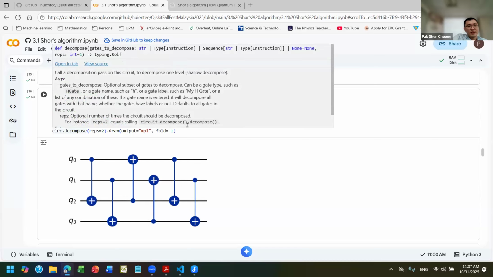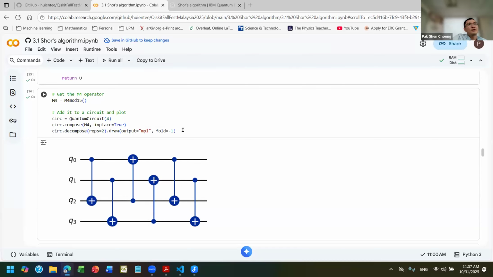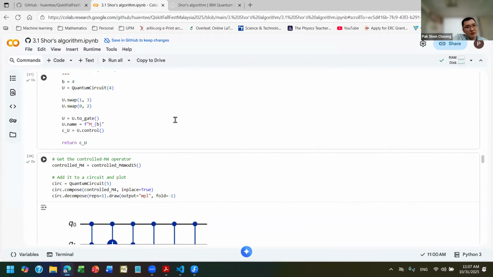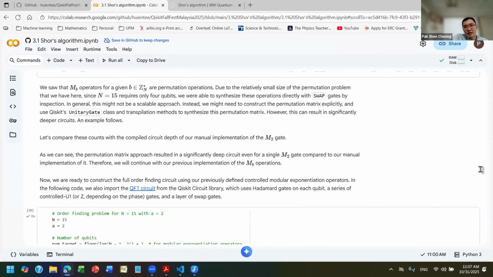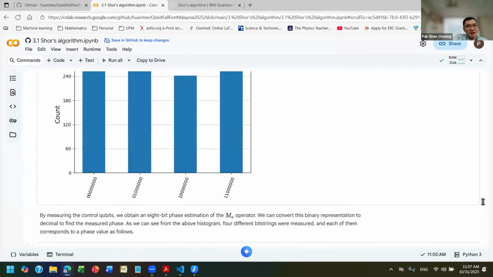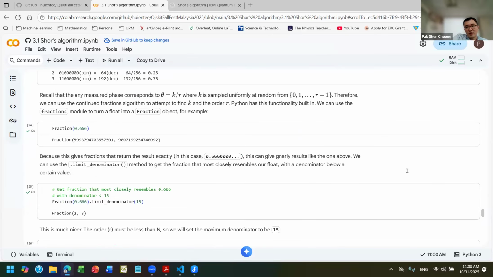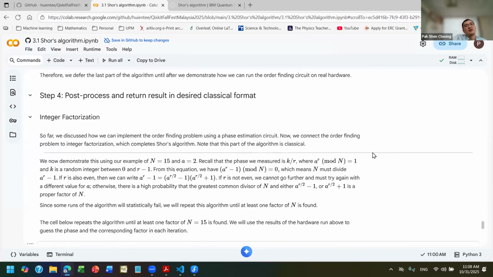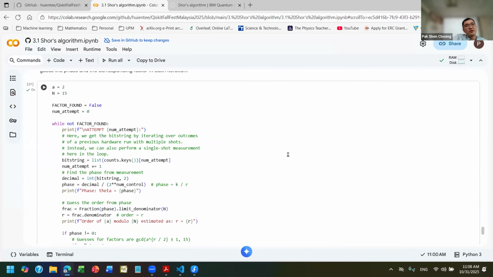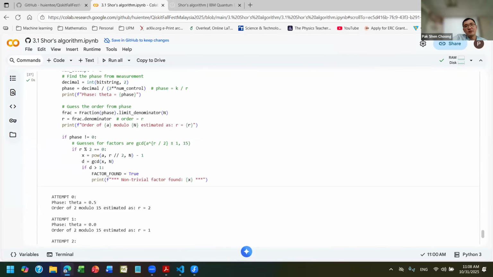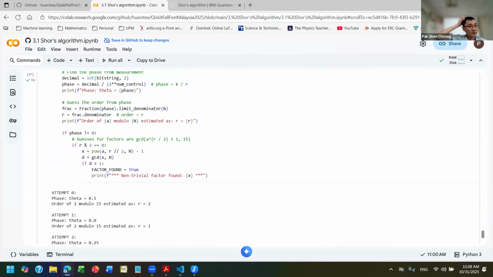More or less you need to change quite a lot of things, because now your n equals 21, so you have 5 qubits now. These are some of the things that I can suggest you do at home if you are curious. The code here works. You just need to know what to change. So I think that's all from me.